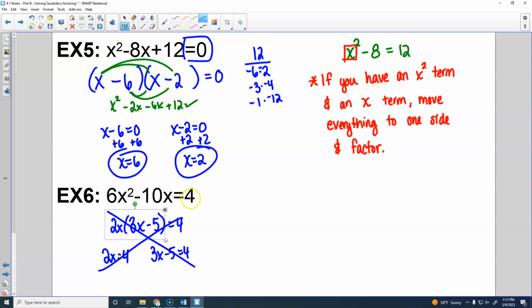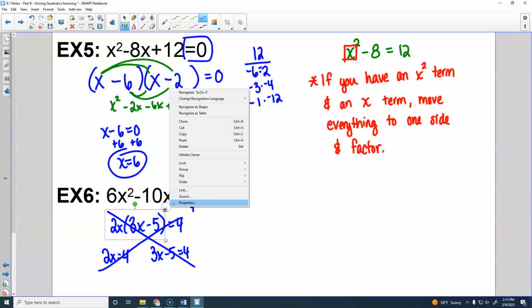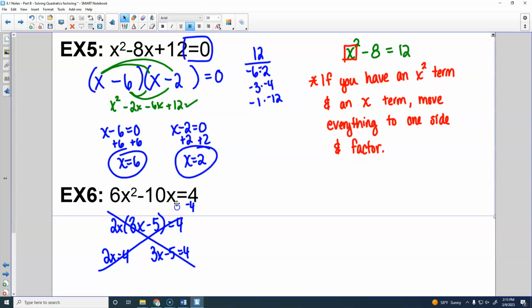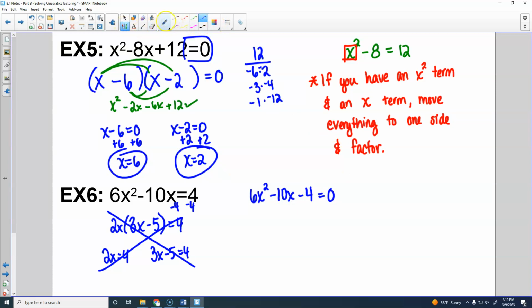So we're going to take this 4 over here and subtract it so that it goes over to the other side. So 6x squared minus 10x minus 4 equals 0. And right there is where the magic is, having the equals 0. If you don't have it equal to 0, you're not going to be able to factor it and solve it. So we need everything on one side first. Now we can look for a greatest common factor. In fact, it'll be helpful if we do.